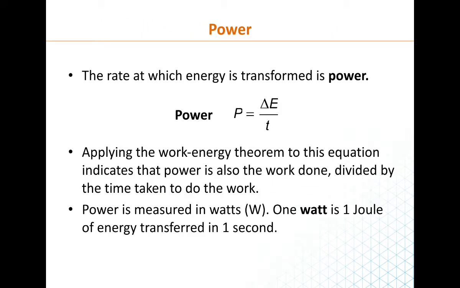Power. The rate at which energy is transformed is power. This is the definition for power. The rate at which energy is transformed. The symbol of power is P, and it's equal to delta E over t. Applying the work energy theorem to this equation indicates that power is also the work done, divided by the time taken to do the work. Power is measured in watts, whose symbol is W. 1 watt is 1 joule of energy transferred in 1 second.